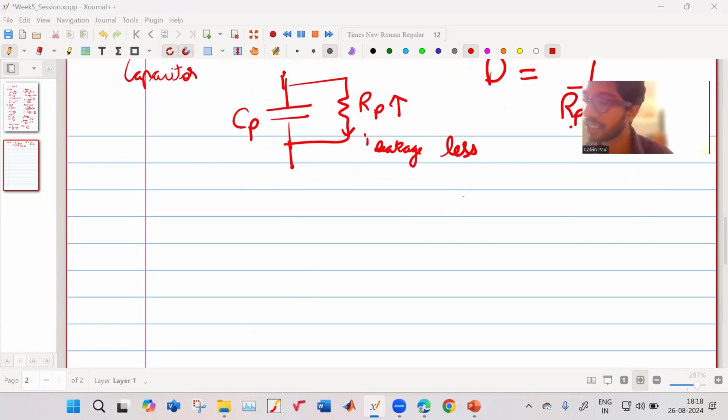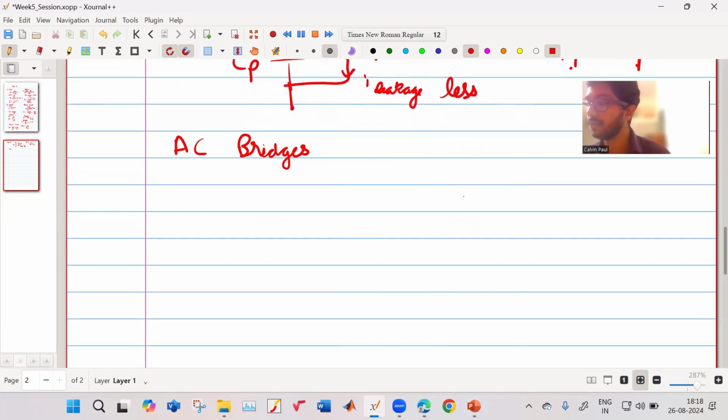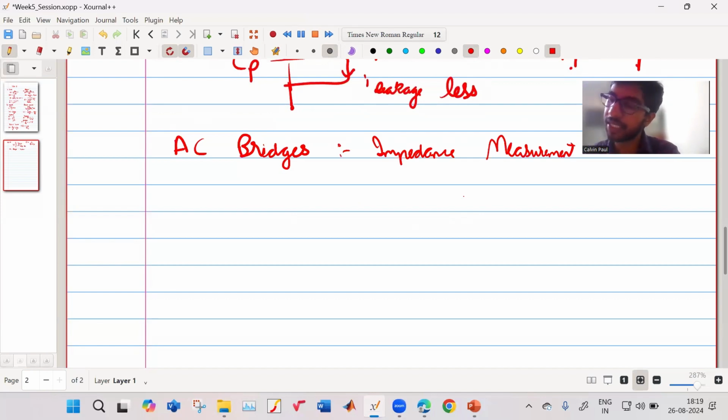So now we will consider AC bridges. Now we know what a practical inductor and a practical capacitor are, and now we want to measure the impedance. Impedance measurement means what? We want to find both the Rs and Ls for a practical inductor. We want to find both the Rp and Cp for a practical capacitor, etc.